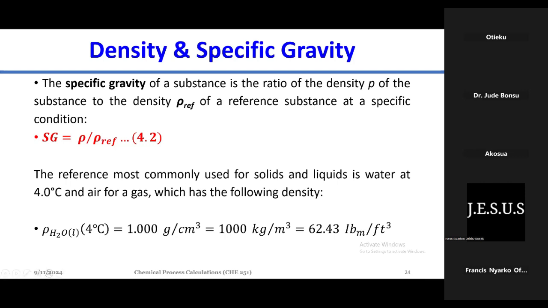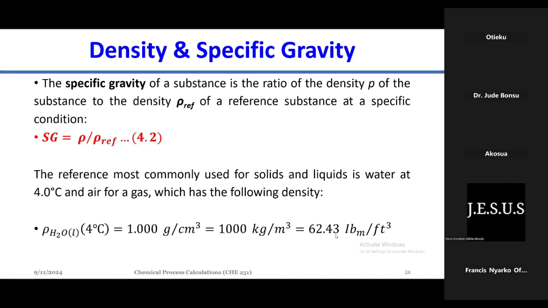And the density of water, this is the maximum density of water. It occurs at 4 degrees Celsius and it's 1 gram per centimeter cube. When you convert it into kilogram per meter cube, it's 1000 kilogram per meter cube. And when you convert this to pounds per feet cube, you get 62.43. So depending on what you are using.